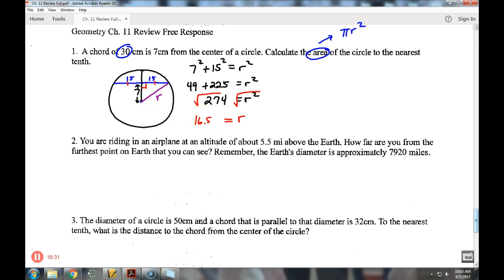So now I can find, I did a lot of work to get r, but now I need to plug it into the area of a circle. Pi times 16.555 squared, which is 855.3.